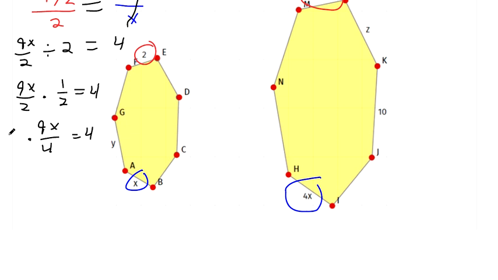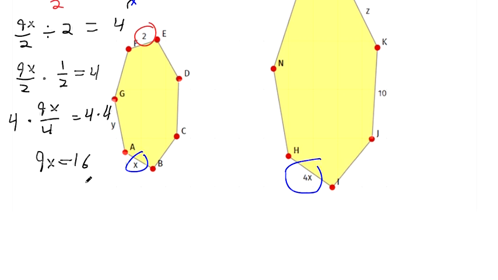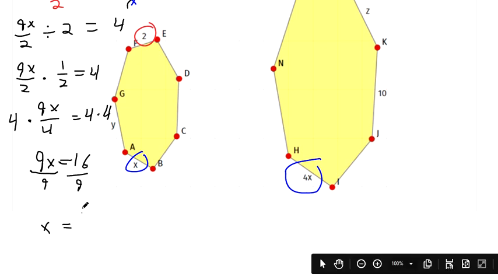Then we can multiply both sides by 4 to get rid of that 4 on the bottom. And then divide both sides by 9. And simplify if you can, but I think that's as simple as we can go. That's what x equals.